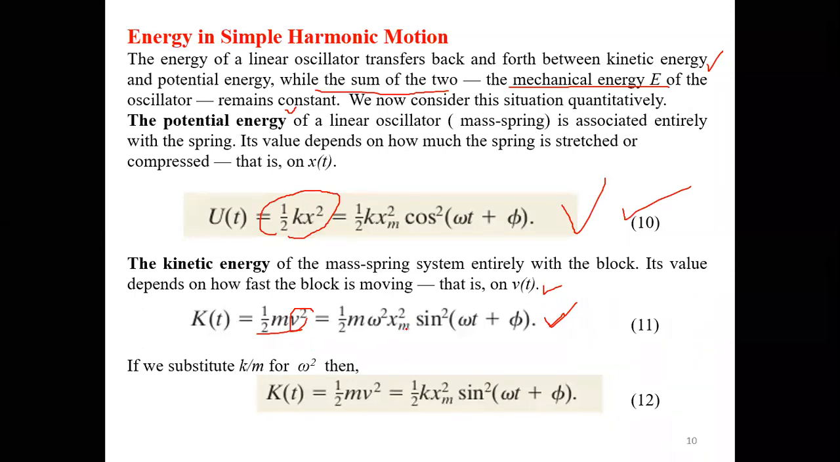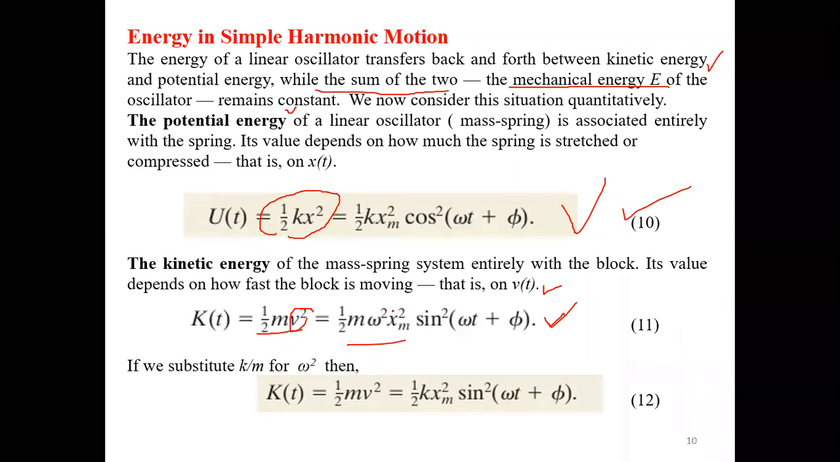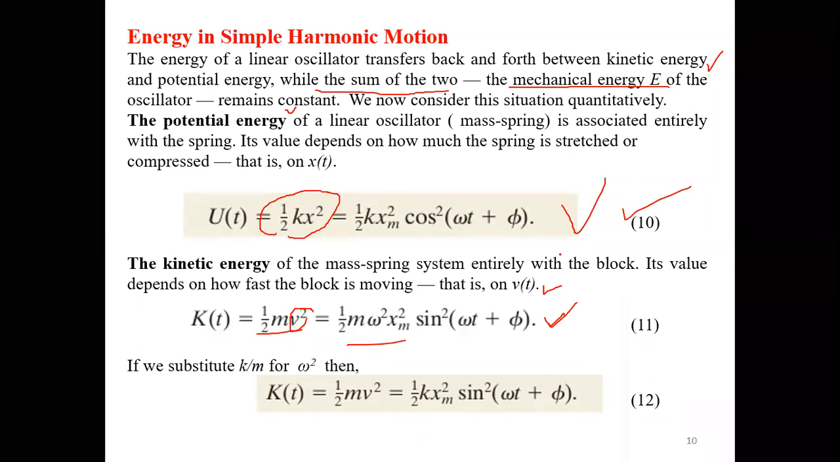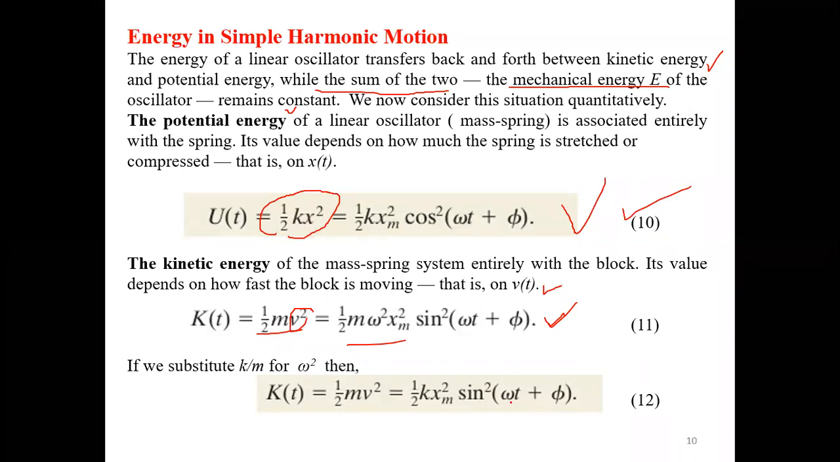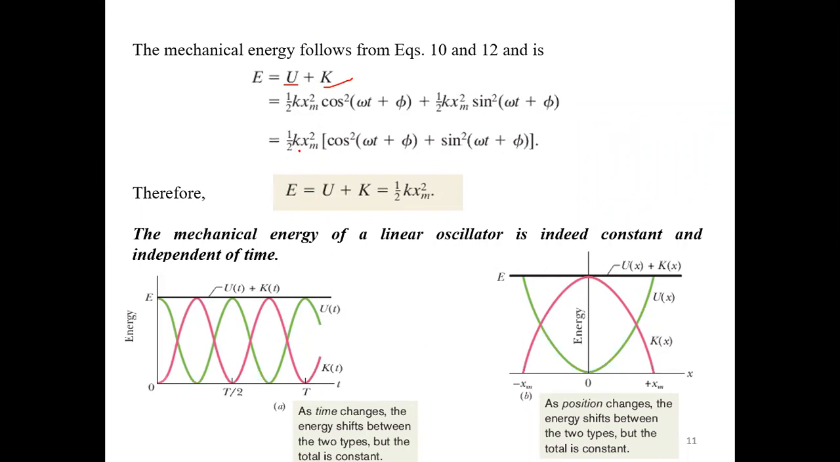If we substitute omega square as k by m, instead of omega square you put k by m, so m cancels out, and the kinetic energy will be half of k x_m square sin square(omega t plus phi). Now if you add equations 10 and 11, half k x_m square is common. So you have sin square(omega t plus phi) plus cos square(omega t plus phi). We know that sin square theta plus cos square theta equals 1. So finally, E is equal to U plus K, which becomes half of k x_m square times (cos square theta plus sin square theta). This term is actually 1, so it will be half of k x_m square.